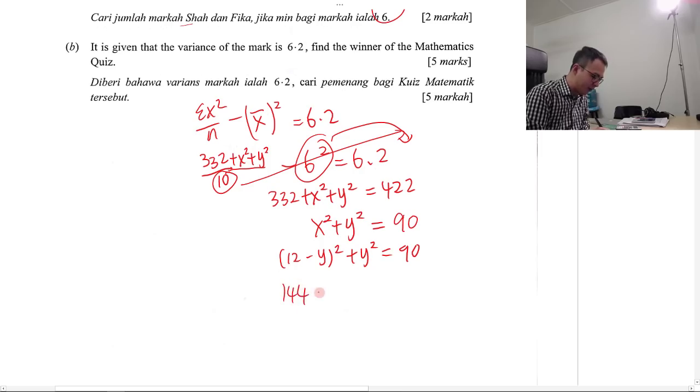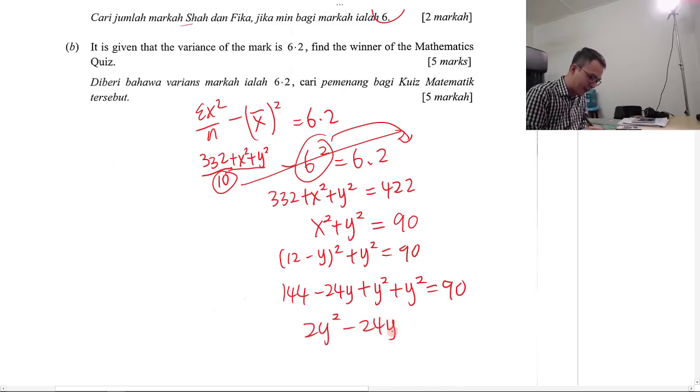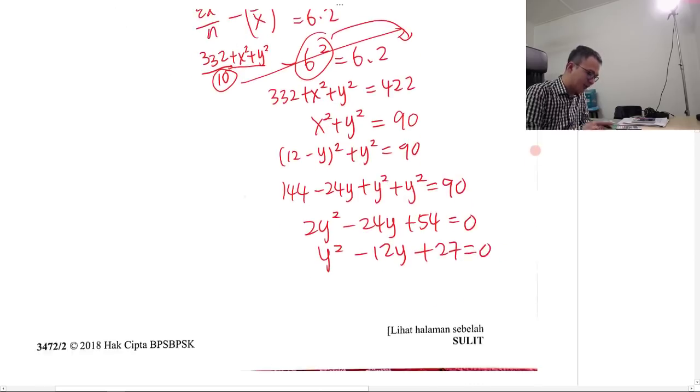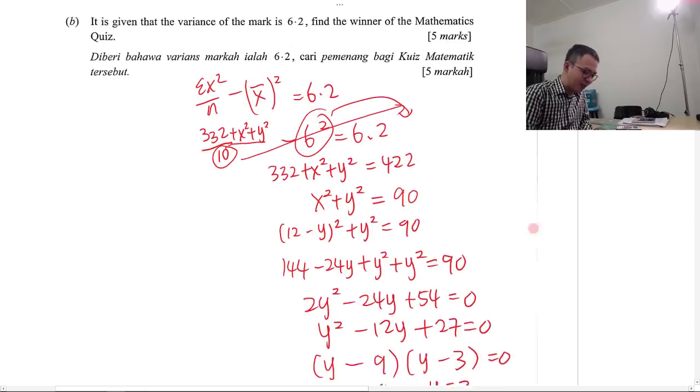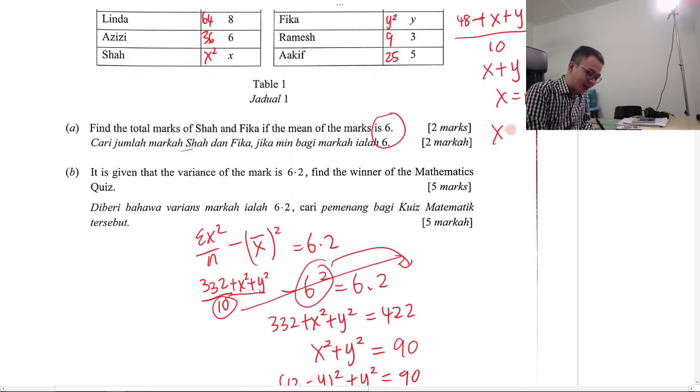So this is 144 minus 24y plus y squared equals 90. So I have 2y squared minus 24y and then plus 54 equals 0. And then I divide by 2 because I just want to make this a bit easier. 27 is a nice number, which you can factorise using 9 and 3: y minus 9, y minus 3 equals 0. So y equals 9 and y equals 3. If you substitute into the x here, if y equals 9, your x should be 3. If your y equals 3, your x should be 9.